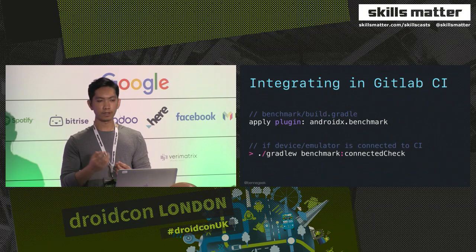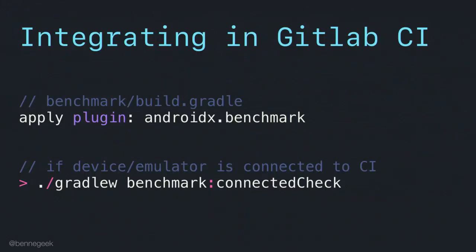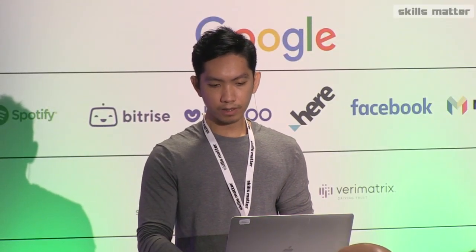So what's happening is when you run the benchmarks, the output of the benchmarks is inside of the device or inside of the emulator. And then this plugin extracts this file from inside of the device and puts it in your build folder. And then you can parse it afterwards. And if the device or emulator is connected to your CI, it's very easy to run. So you just run benchmark, the name of your module, and then connected check, which is running the UI test. So this is quite easy.